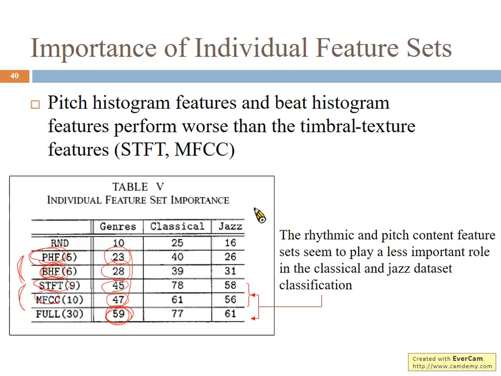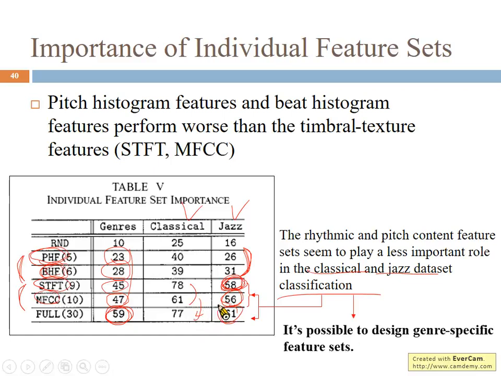We can also see the same trend for classical music and jazz music by comparing the numbers here. If we just use short time Fourier texture or MFCC, we get 56 or 58. But if we integrate pitch histogram and beat histogram, we get 61%. So the rhythmic and pitch content features seem to play a less important role in the classical and jazz dataset classification, because the improvement is quite small. And how can we improve that? It's possible to design genre specific feature sets, specific to jazz or specific to classical, so we can design more appropriate music features.